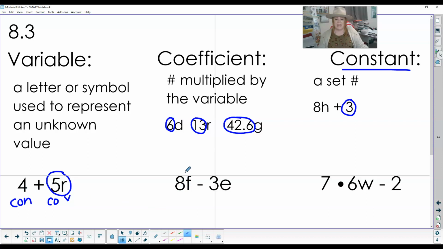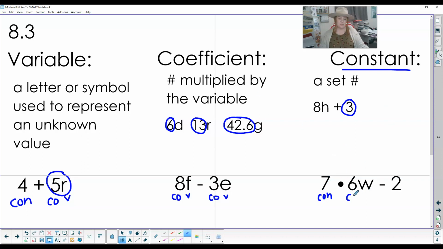So here we have 8 F's. So 8 is the coefficient. F is the variable. We have 3 E's. We have another coefficient and another variable. So this one does not have any constants. These 2 variables can change and vary and give us different answers every time. Here we have 7 times 6w minus 2. So 7 doesn't have anything with it. It is a constant. It is set.